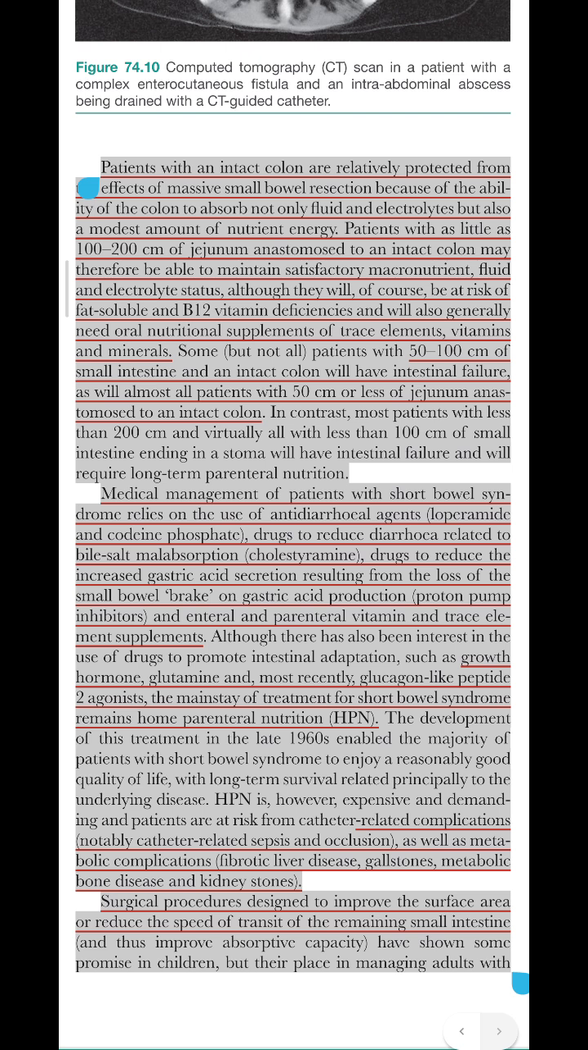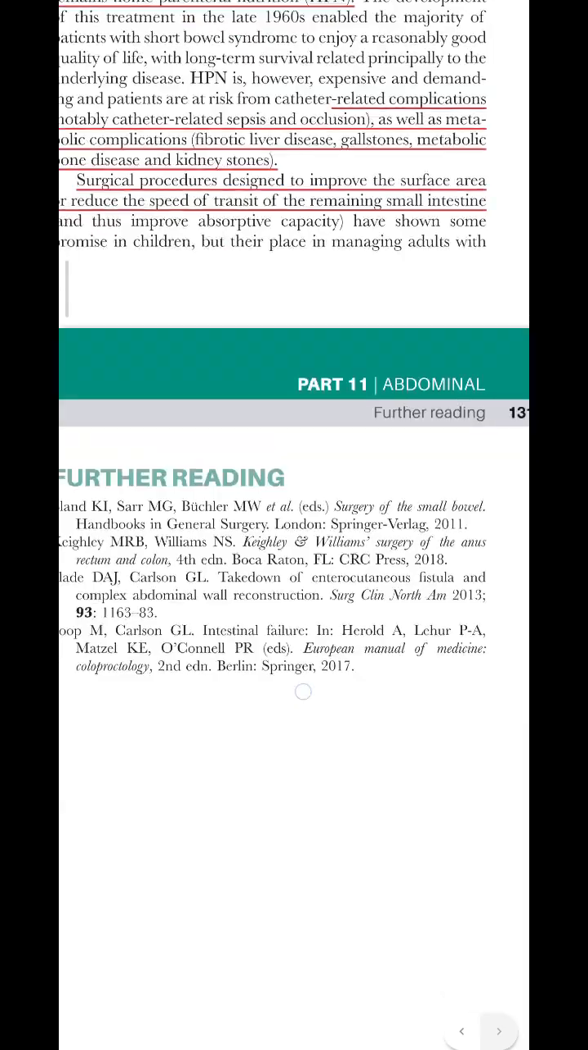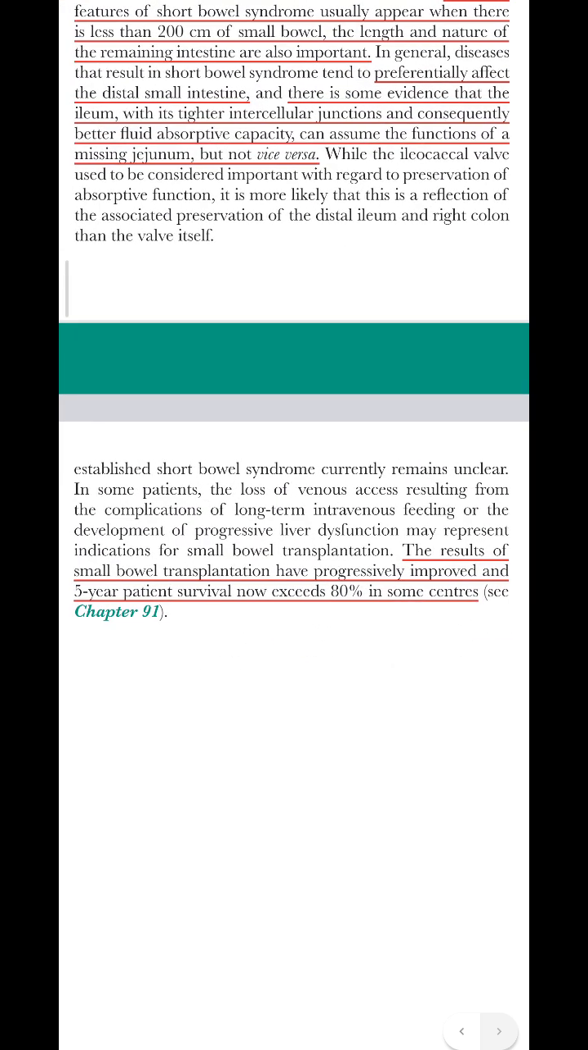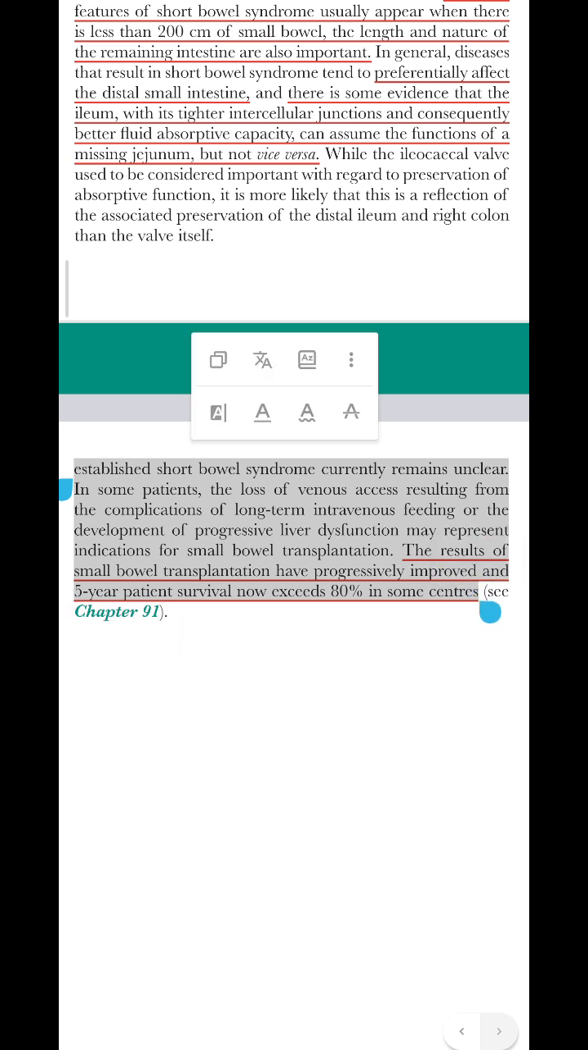Surgical procedures designed to improve the surface area or reduce the speed of transit of the remaining small intestine, and thus improve absorptive capacity, have shown some promise in children, but their place in managing adults with established short bowel syndrome currently remains unclear.